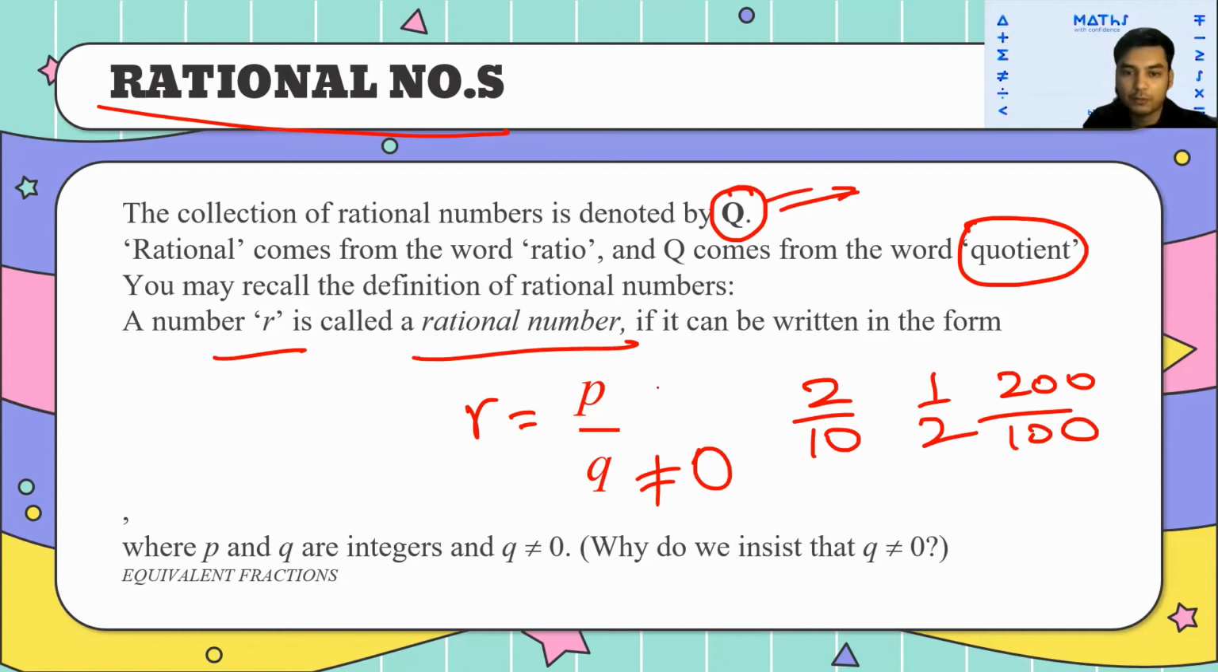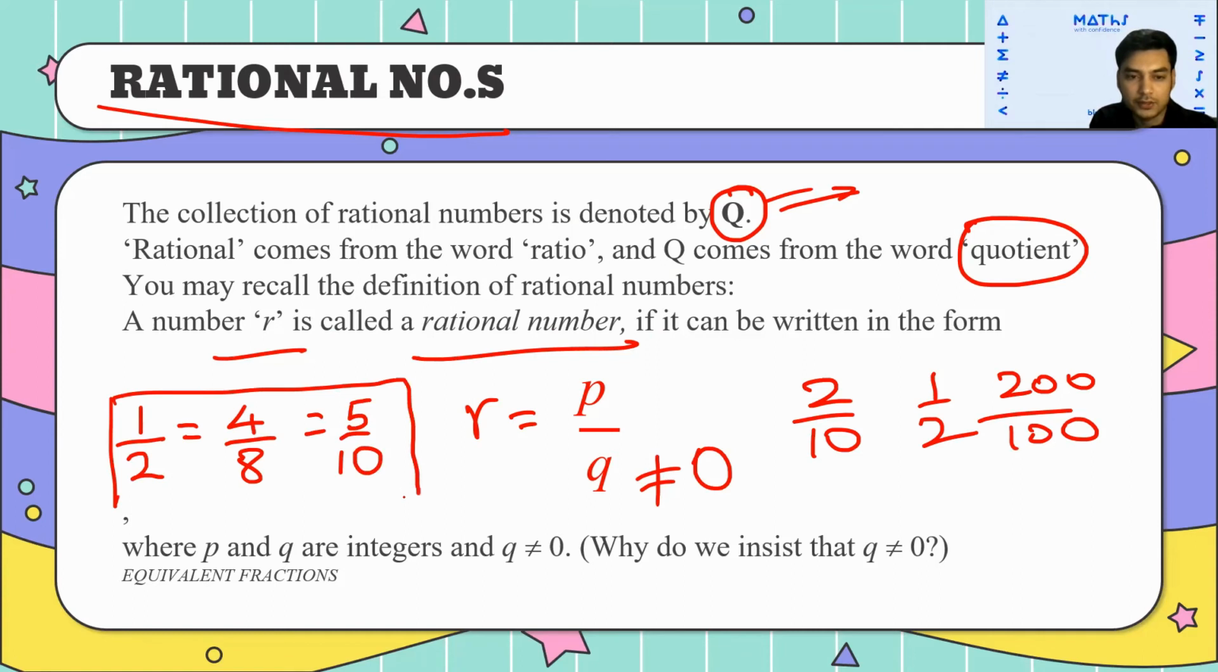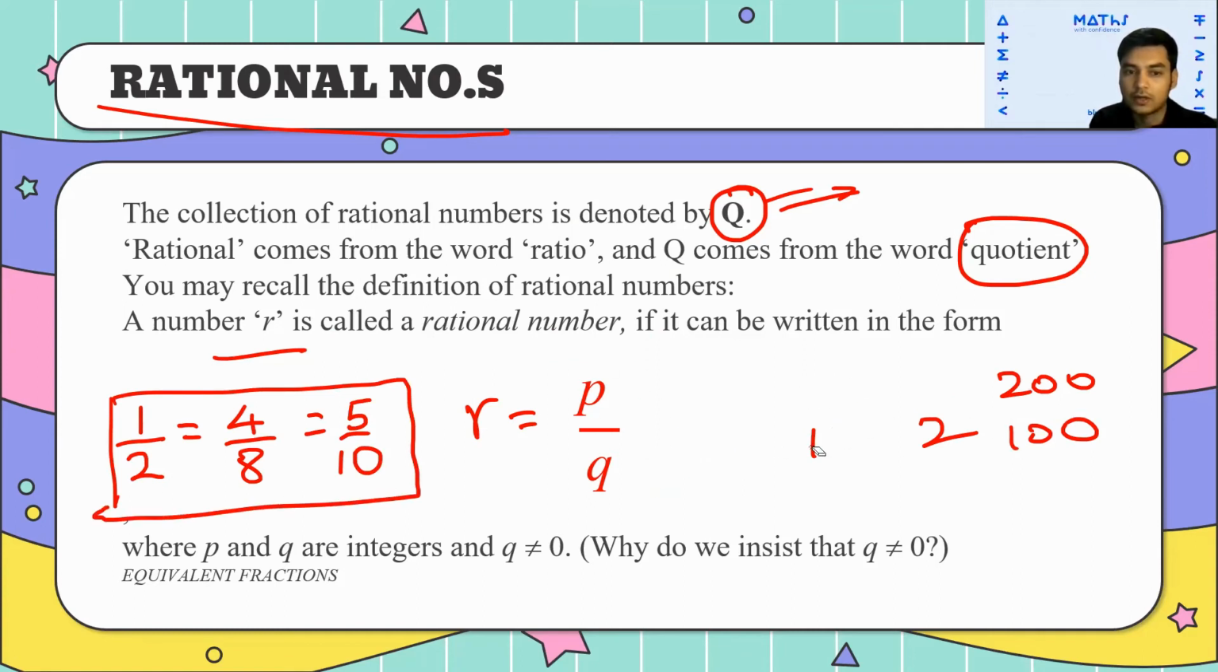Now, one more thing I want to tell you here is that suppose you have 1 by 2, which is equal to 4 by 8, which is equal to 5 by 10. So these are called what? Equivalent fractions. Remember that these are called equivalent fractions, meaning they are equal, just written in some other form.